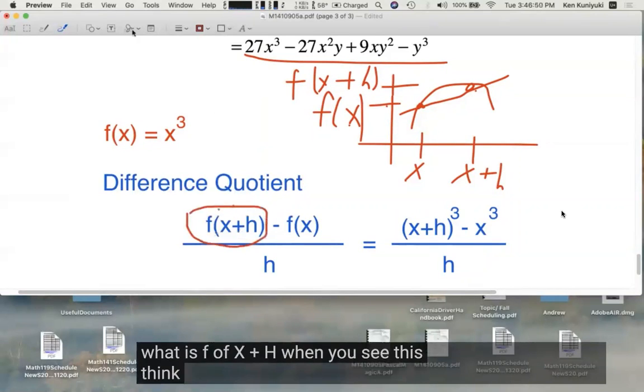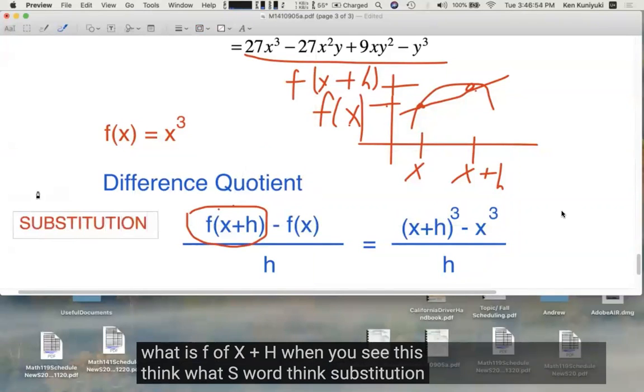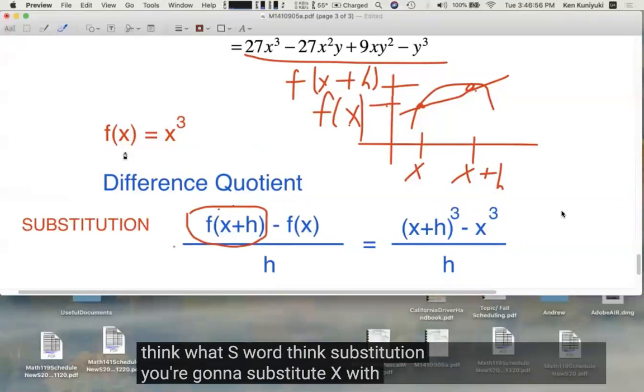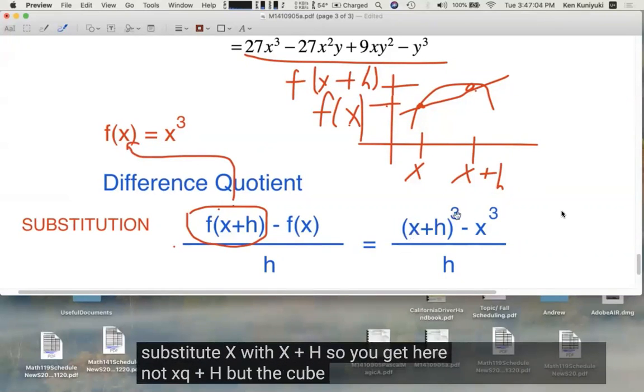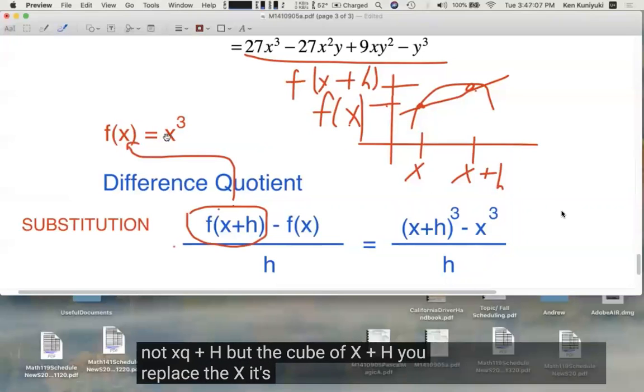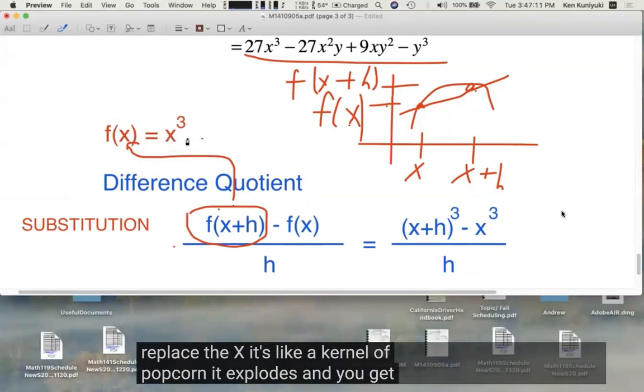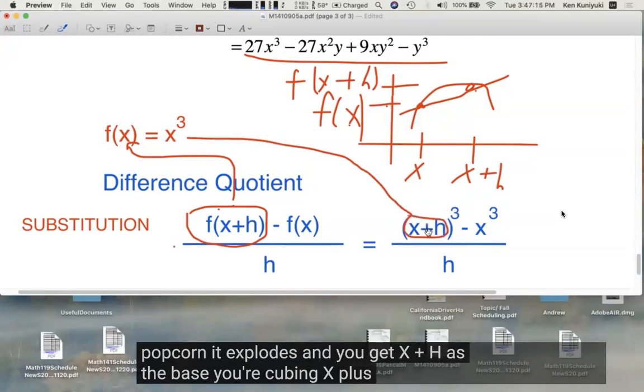When you see this, think what S word? Think substitution. You're going to substitute x with x plus h. So you get here not x cubed plus h, but the cube of x plus h. You replace the x, it's like a kernel of popcorn, it explodes, and you get x plus h as the base. You're cubing x plus h now.